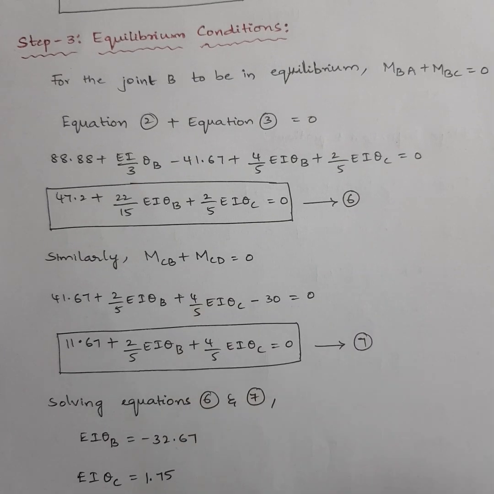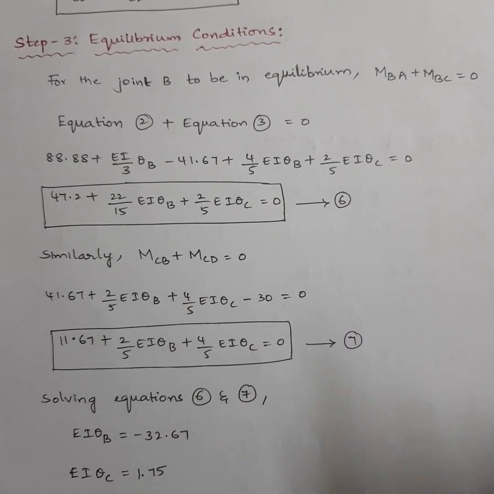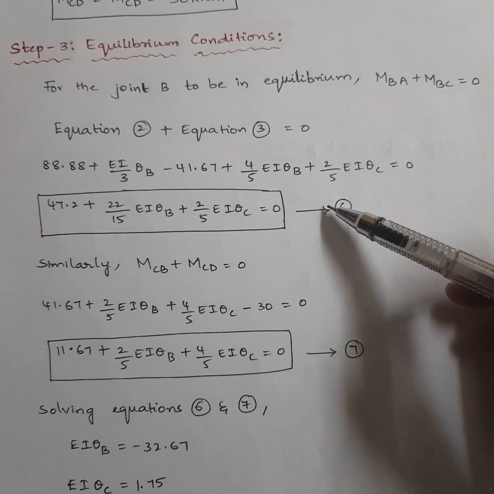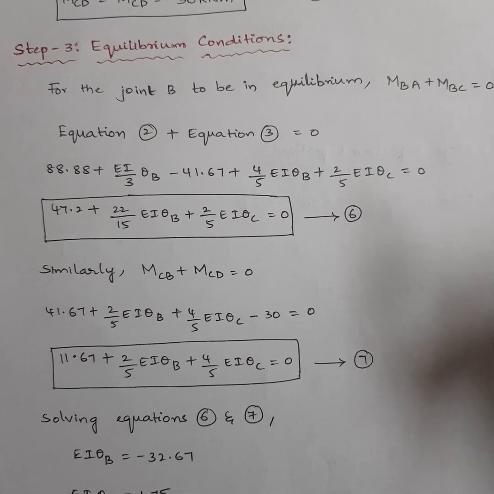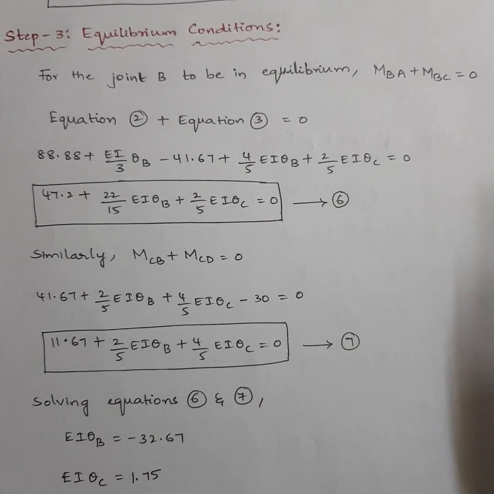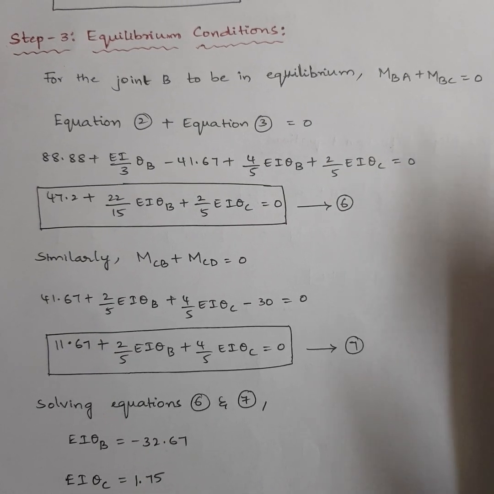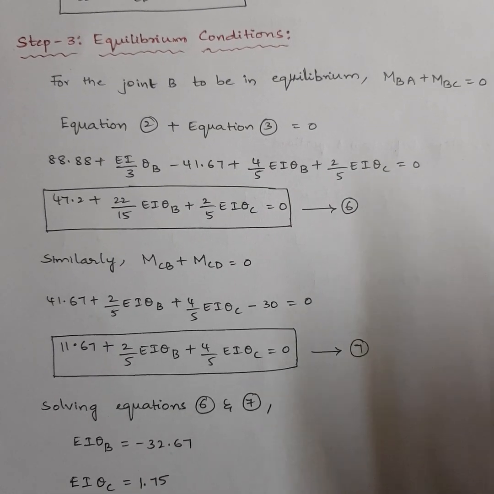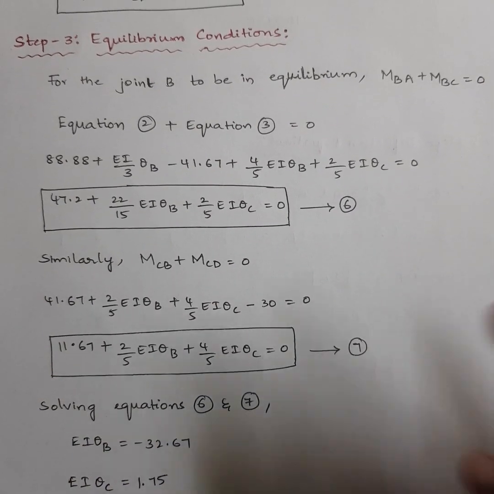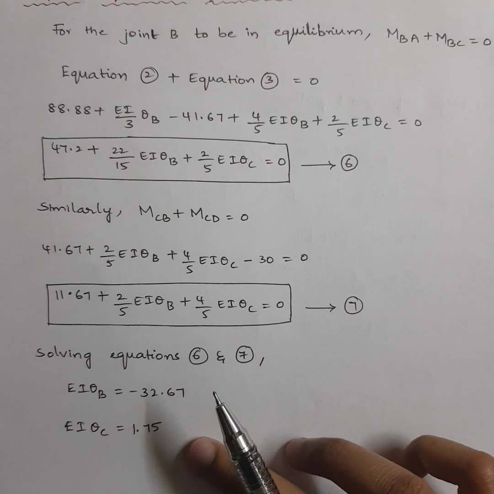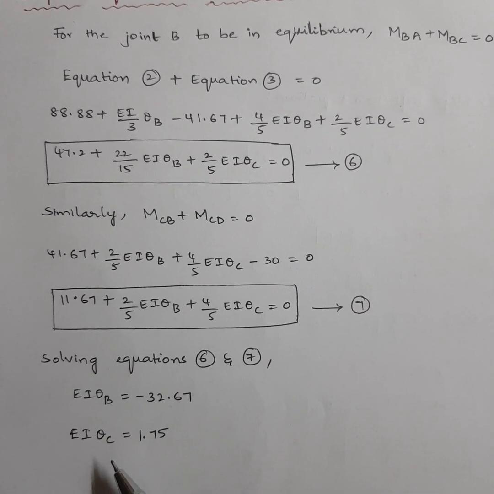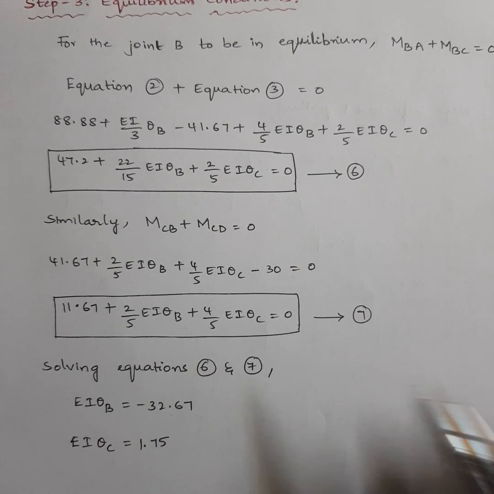Now observe equations 6 and 7. What are the unknowns here? Theta B and theta C, or rather EI theta B and EI theta C. We have two unknowns and two equations, 6 and 7, so just solve them. Take your scientific calculator, go to the mode setup, take the equation option, I think it will be number 5, take the equation format and just substitute the values. You'll get the values of EI theta B and EI theta C. After solving, I got EI theta B as minus 32.67 and EI theta C as plus 1.75. Now I am ready with the slopes.